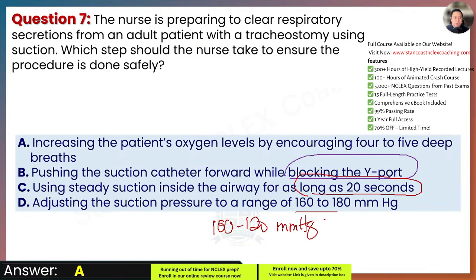So when you encounter this type of question regarding tracheal suctioning, you have to focus on the oxygenation. You have to maintain patient safety and minimize those complications. So the safest approach here is to select letter A. You have to do pre-oxygenation to prevent hypoxia.